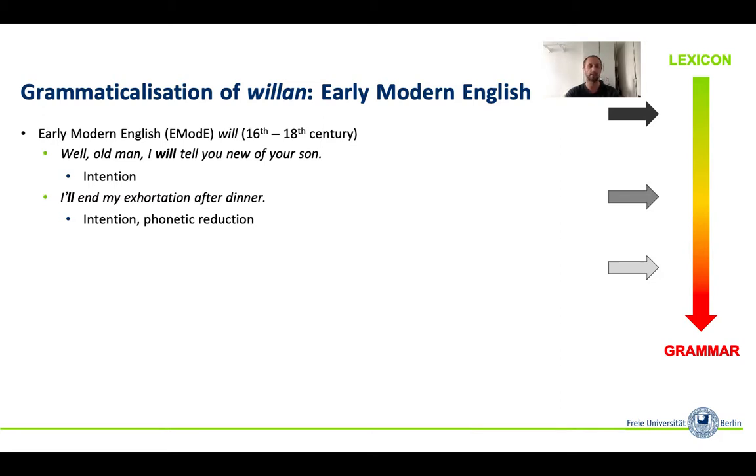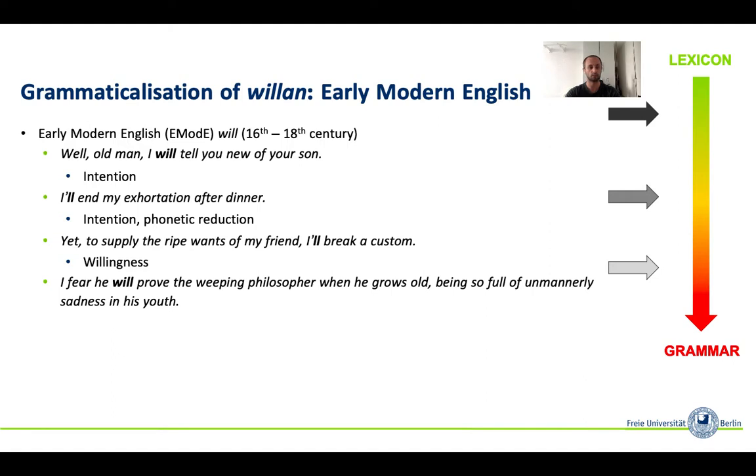And here, interestingly, we see that the loss of semantic independence, of full lexical meaning, is also accompanied by a phonetic reduction, a reduction in form. It's not willan or will, it's simply a suffix or a clitic. We have similarly here: yet to supply the ripe wants of my friend, I'll break a custom. Again, willingness with implied futurity. Here again: I fear he will prove the weeping philosopher when he grows old, being so full of unmannerly sadness in his youth.